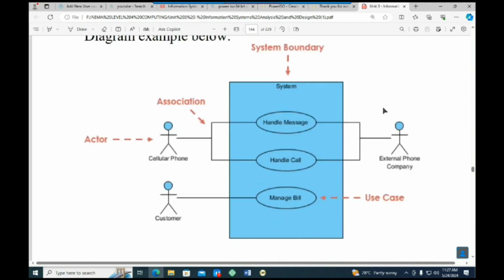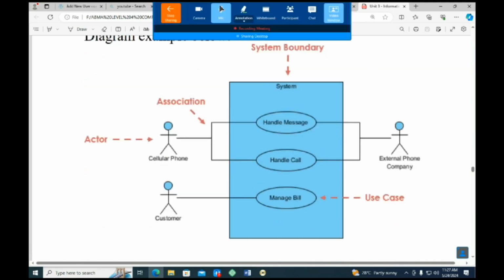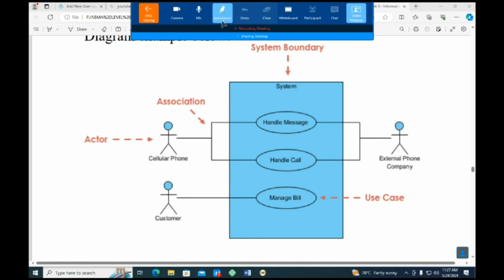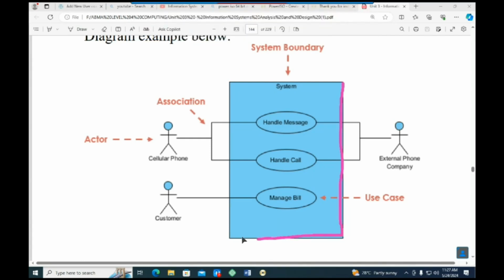So if you look at this one, I have said that this rectangle, let me just change the color of my highlighter. I want you to see this rectangle here. I said this rectangle is the system boundary. Then inside the system boundary, we are going to have the use cases, and we say the use cases are functions.